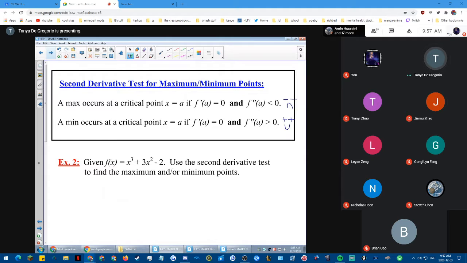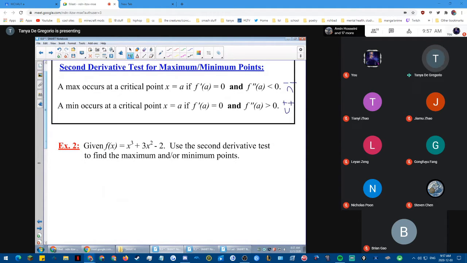So let's see an example. Given f of x equals x cubed plus 3x squared minus 2, use the second derivative test to find the maximum and/or minimum points. Okay, so to use the second derivative test, I need to find my derivative. So what's the first derivative?